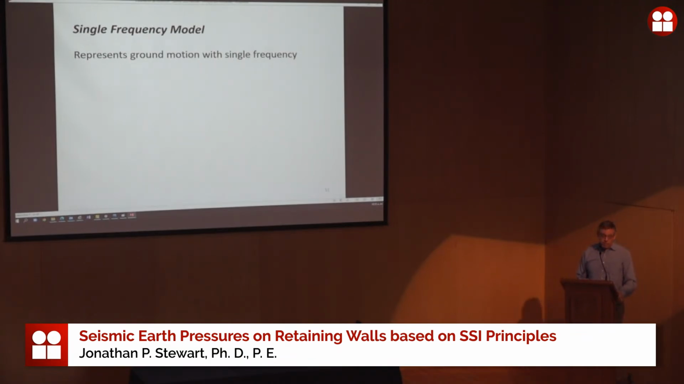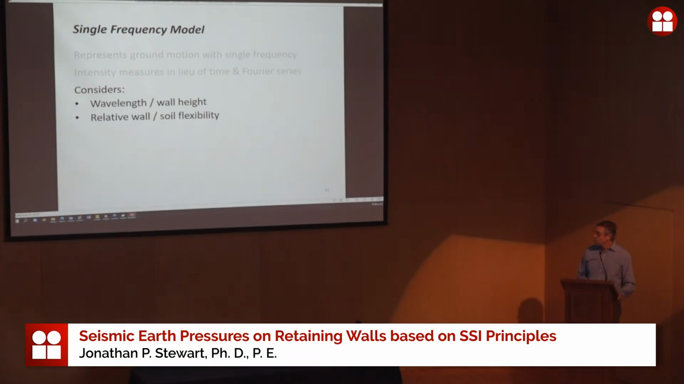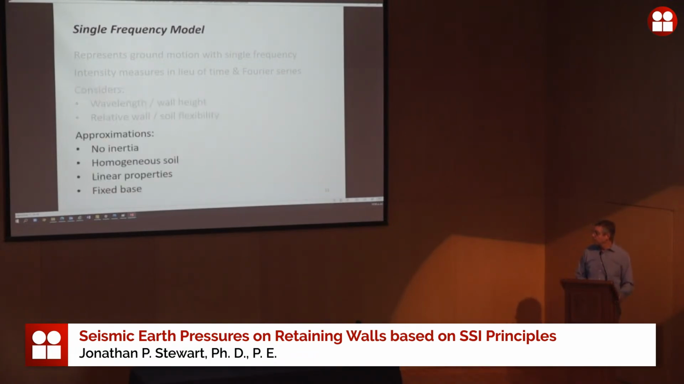So as the method's name implies, we simplify it in one way because we say, well, this complex time series, we're going to just simplify it to a single frequency. We're not going to use ground motion as a function of time. We're going to use an intensity measure that goes with that single frequency. So there's no more Fourier series, there's no more time series. We're going to consider in this the wavelength, particularly lambda over h, and we're going to consider beta h, basically. We've considered all other factors in the development and found that they weren't that important compared to these.